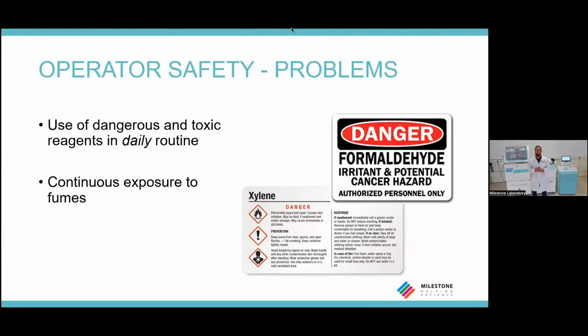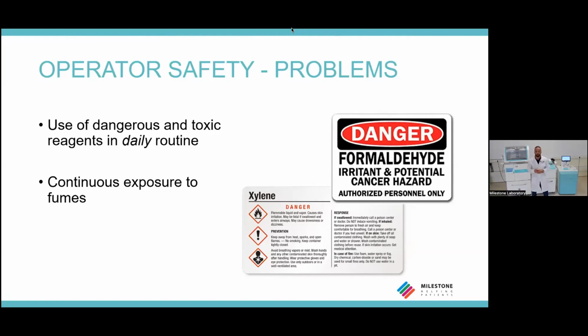The processing phase usually requires the use of dangerous and toxic reagents that can cause problems and potential harm to operators, especially because operators must handle these reagents almost every day during the working shift. So fumes and ingestion can cause potential damage and harm. And every lab definitely needs to implement solutions to improve the operator's safety.